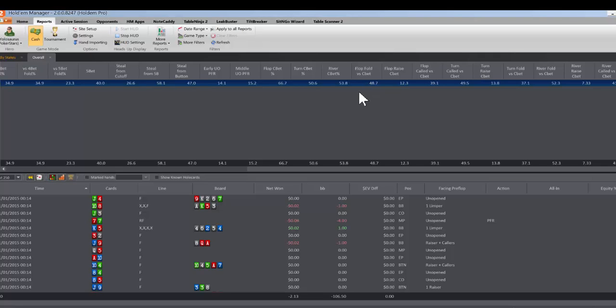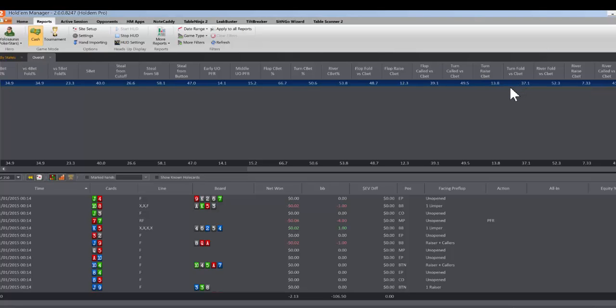So I think anywhere between 40 to 45% is good. Your number is a bit too high, but it's not a super huge leak. If it's more than 50%, you might be folding too much. Okay, so let's look at turn fold versus c-bet as well. You have it at 37%.